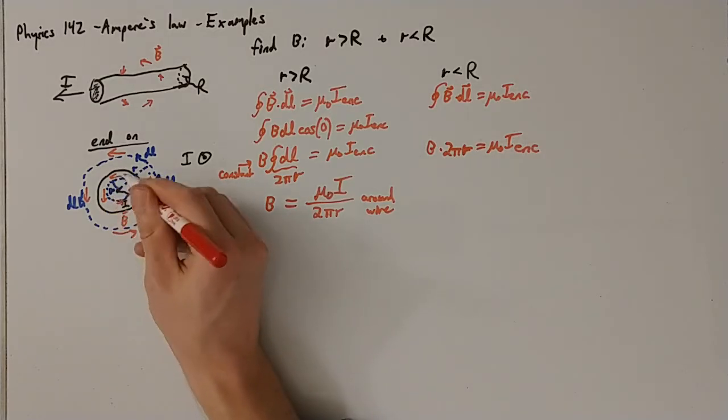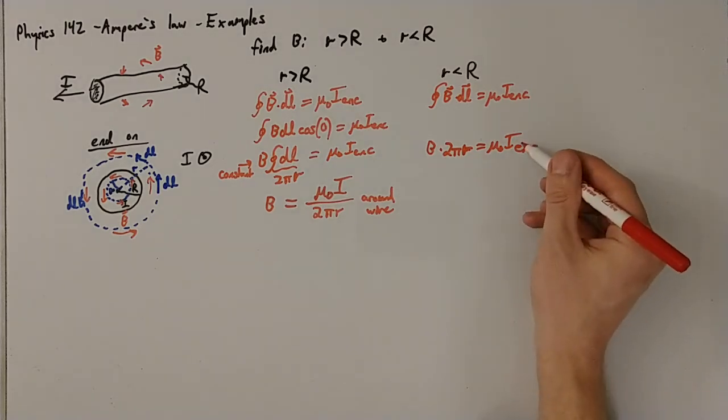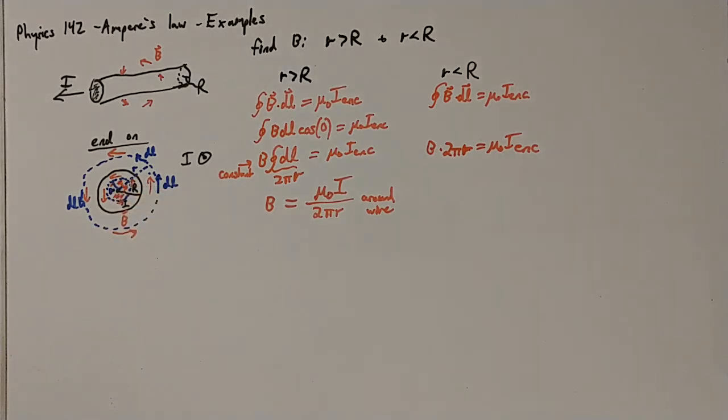All of the current is spread through this whole thing, but we're only using some fraction of the current in here. So we need to figure out what fraction of the current we're actually enclosing. We can't just plug in I. We only get to use the current that's actually enclosed in my loop. So how am I going to figure that out?